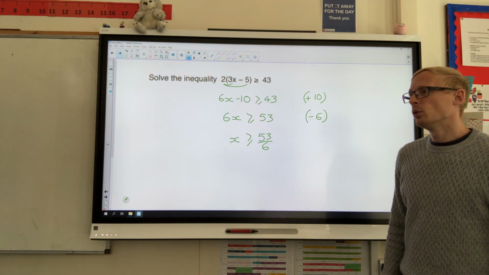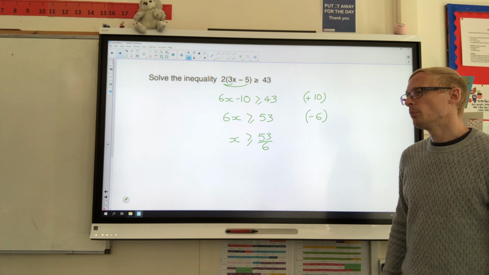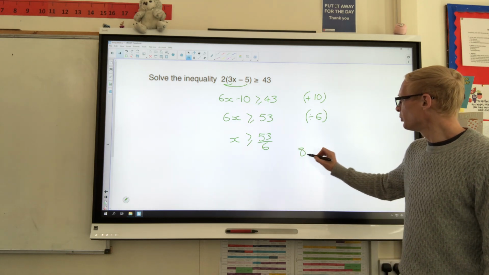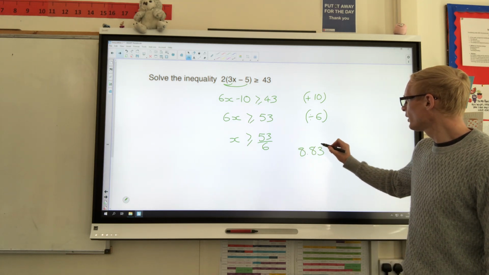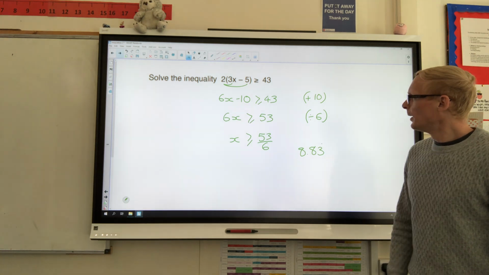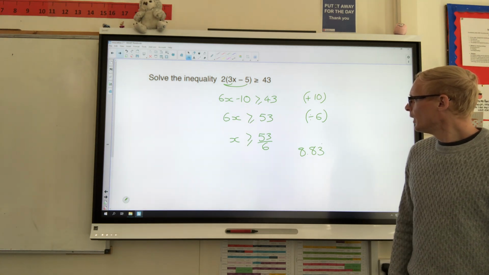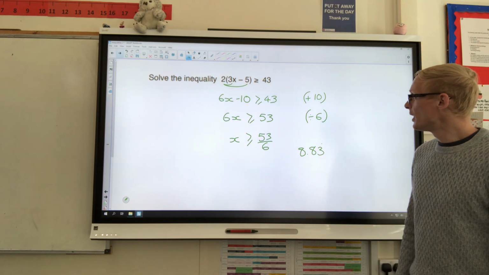If you type that into your calculators, you should be getting 8.83 recurring, I think. Yeah, so 8.83 recurring if you want to write that as a decimal instead.